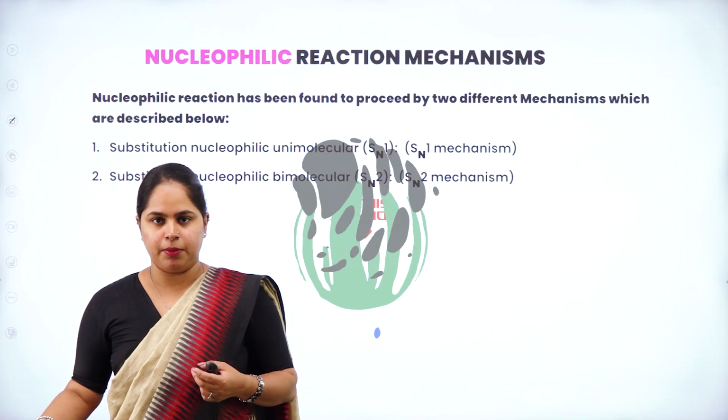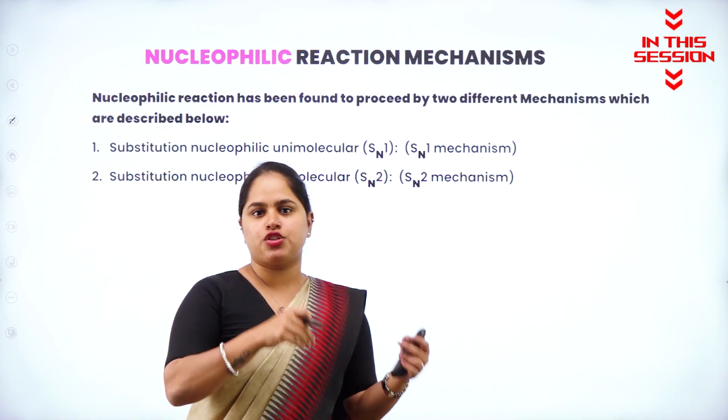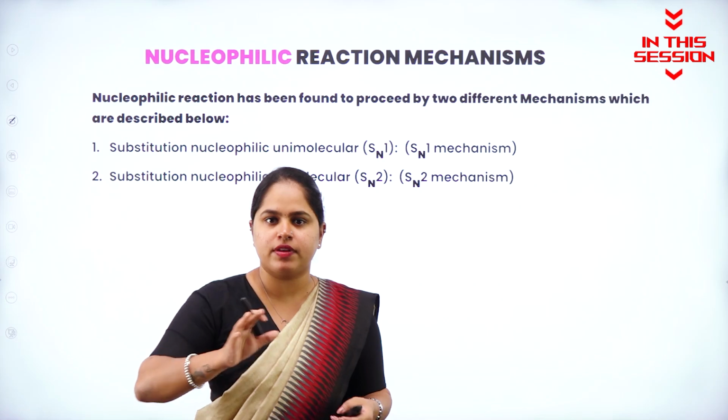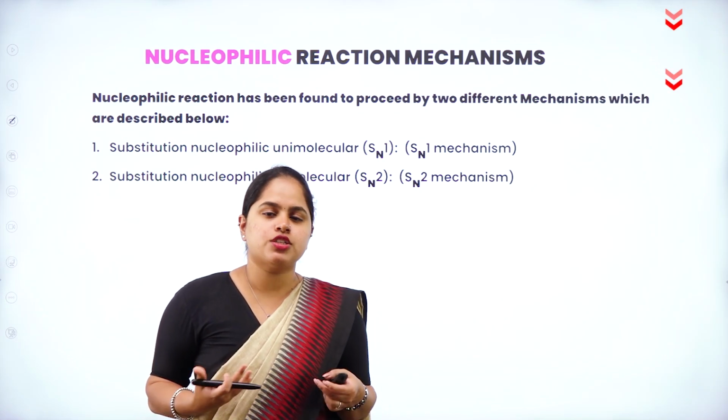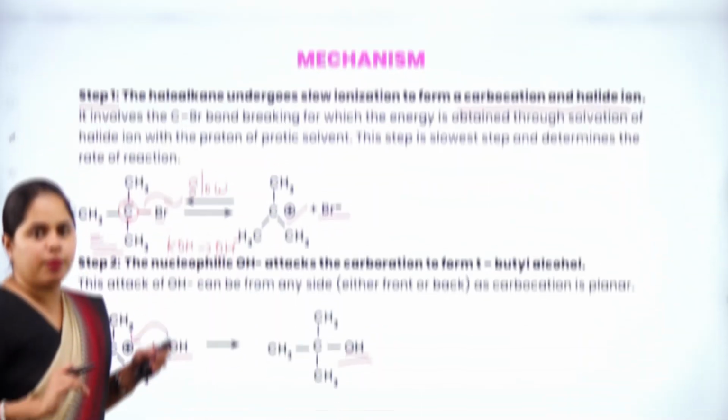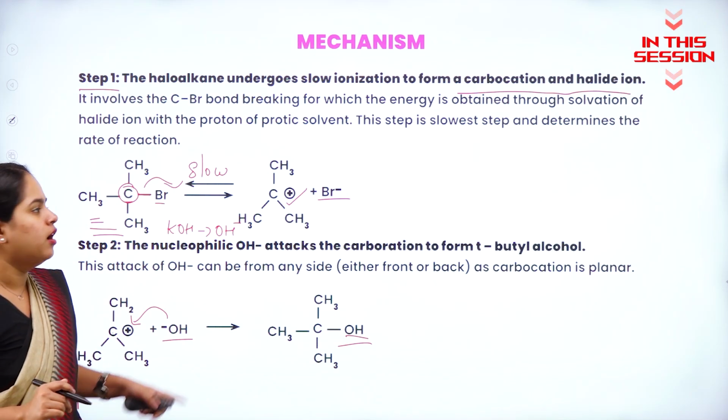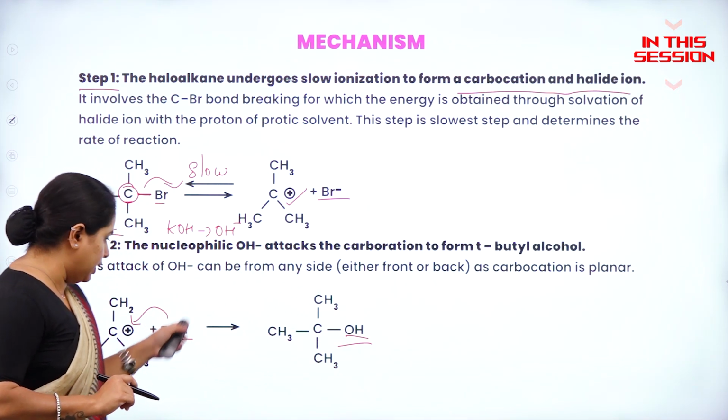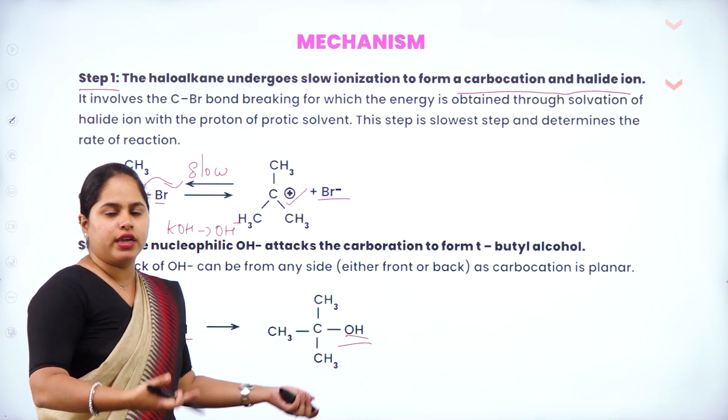Halogen atom will be replaced and in place of halogen atom, a nucleophile will be substituted. That is called as nucleophilic substitution reaction. The mechanism takes place in two steps. First, carbocation will be formed, then the nucleophile attaches and you will get the product.